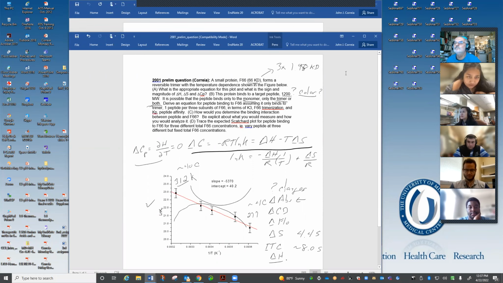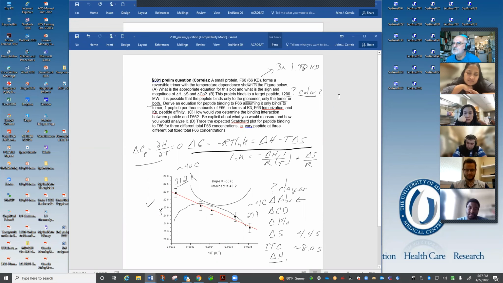And how do we know that the peptide binds only to monomer, trimer, or both in this case? That's the question. Homework. I'm not giving you the answer. How would you know that? If it stabilizes the trimer, it binds to the trimer. If it destabilizes the trimer, then it must bind to something that inhibits trimer formation.